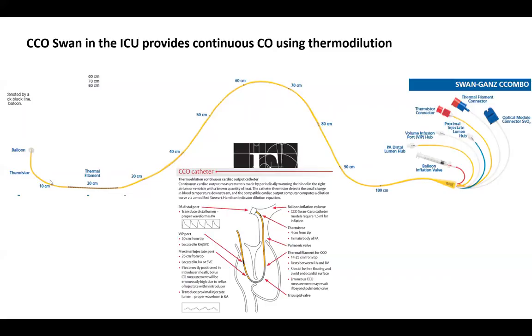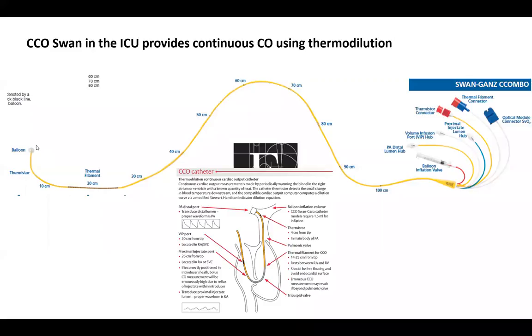And how does it get warm? That's why you will also notice that those Swans have two electrical ports. One of them is a standard electrical port that connects to the tip and measures the temperature. Another one is the heater. So this one is connected to the heater. It heats the blood every minute and it allows you to measure the cardiac output.